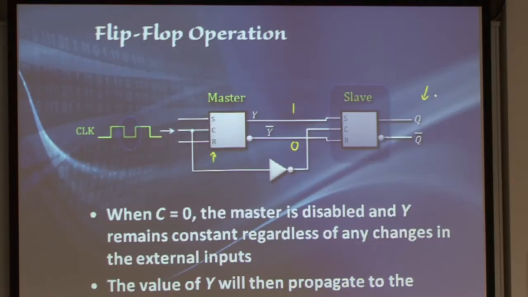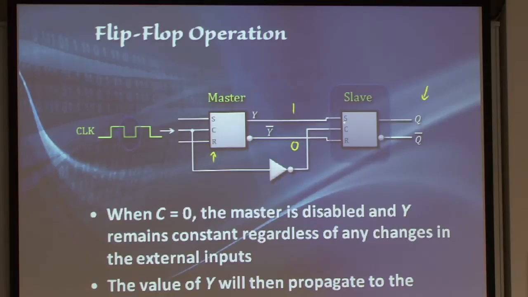Now, naturally, because the slave latch is now transparent, any change in its inputs will cause the outputs to change. The thing is, its inputs are now constant because the master is disabled, holding the Y and not Y value constant, and therefore Q and not Q will not change, because nothing can change those inputs there.